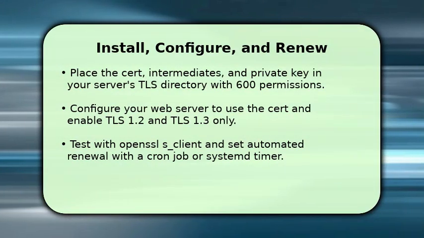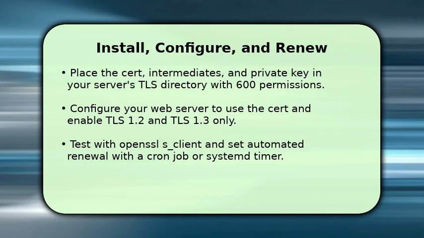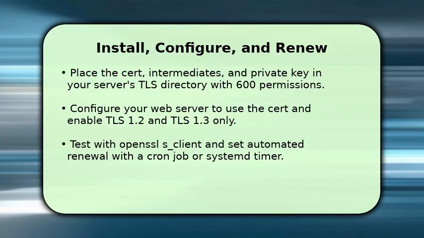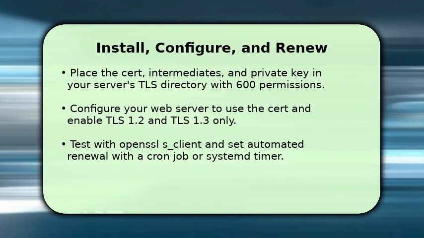Copy the certificate, intermediate chain, and private key to your server TLS directory and set file permissions to 600. Configure your web server to reference the full chain and private key and enable TLS 1.2 and TLS 1.3 while disabling obsolete ciphers. Restart the web service and verify the certificate using OpenSSL client to check chain and expiration.